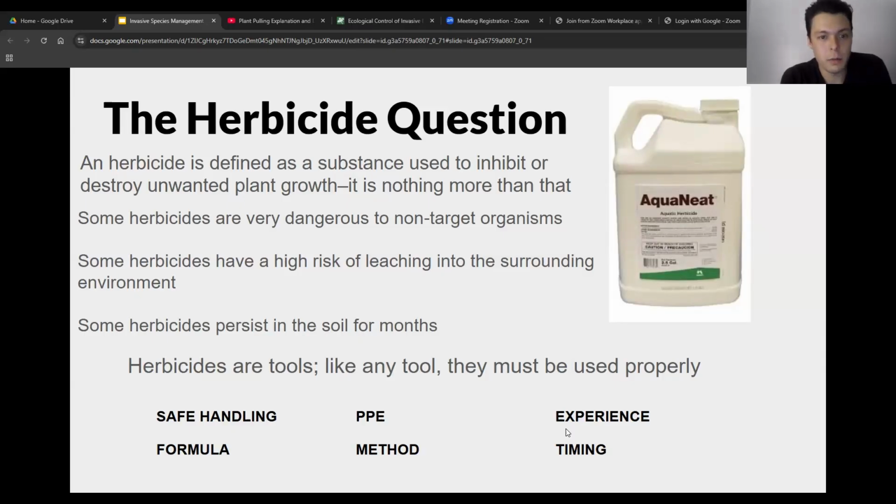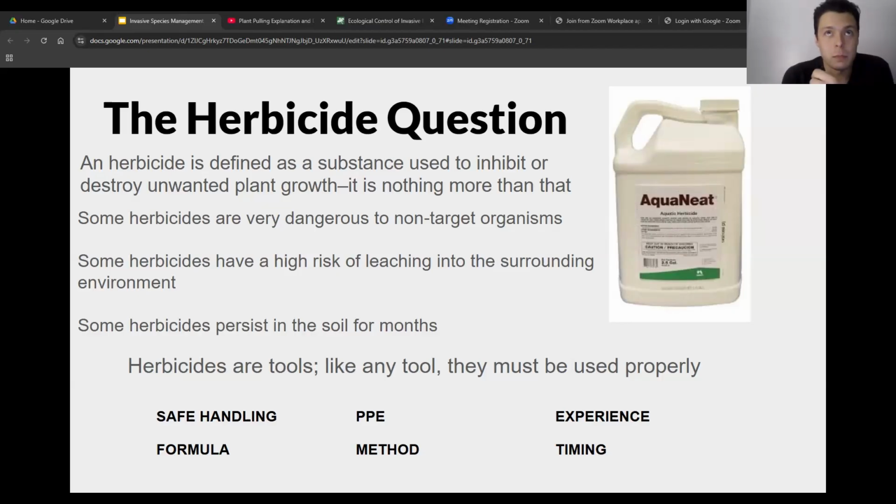Some herbicides, for example, are very threatening to non-target organisms. You might apply it on one thing that you're trying to kill, but it ends up killing everything else around it. Some of them have a very high risk of leaching into the surrounding environment, kind of similar. Sometimes they are harmful to human health or animal health, and sometimes they can persist in the soil for months or fundamentally alter the chemical or physical structures of those soils.